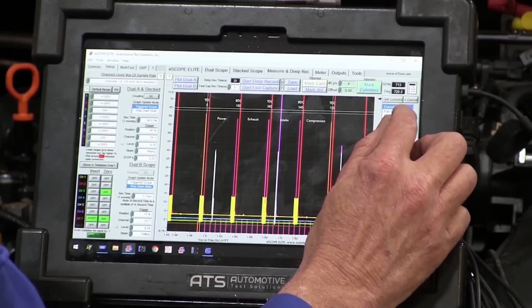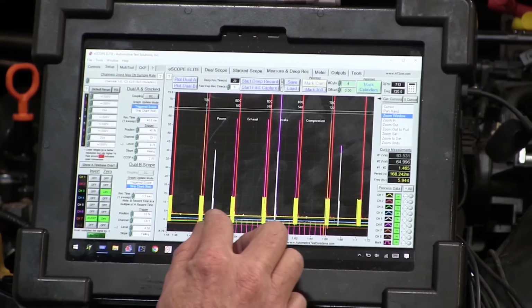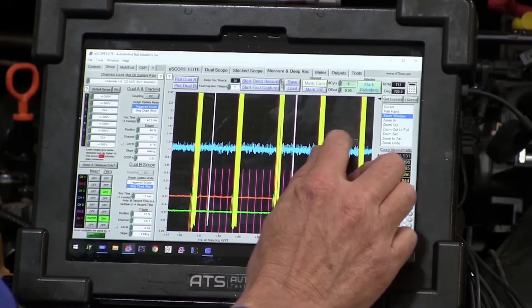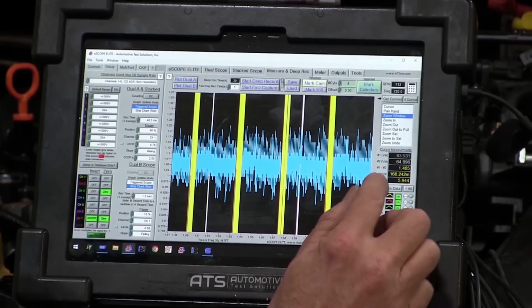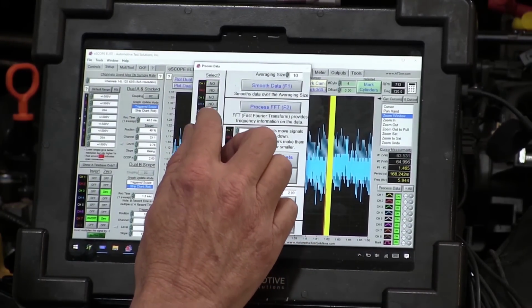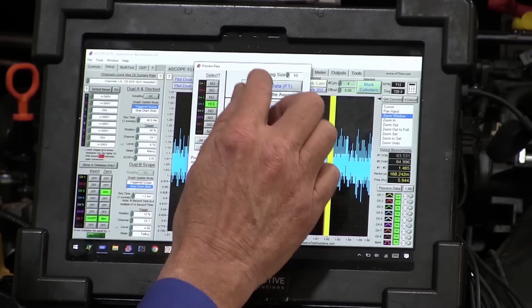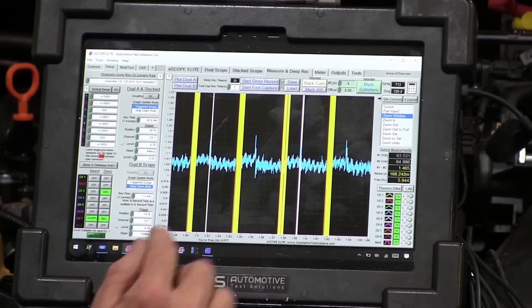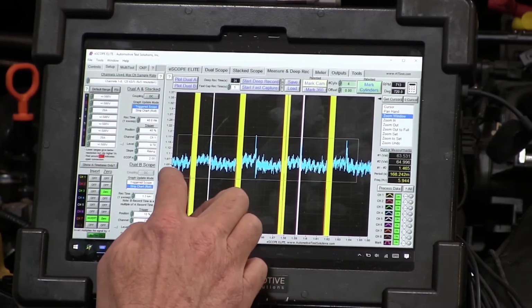Let me show you what I'm talking about here. So this is my rail pressure right here. Now I want to clean that up. So I'm going to go to all off, turn that on, and smooth that data. Now I want to blow that up.